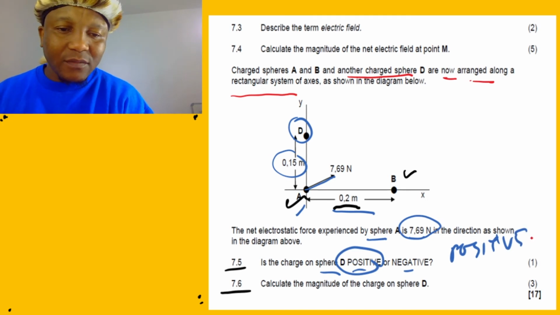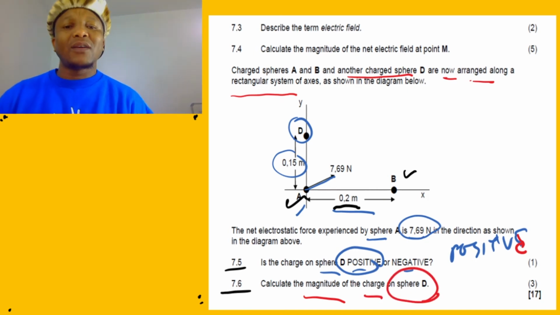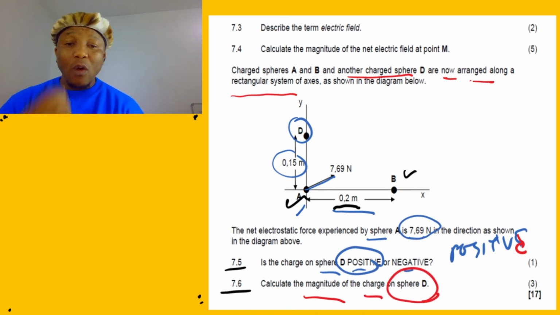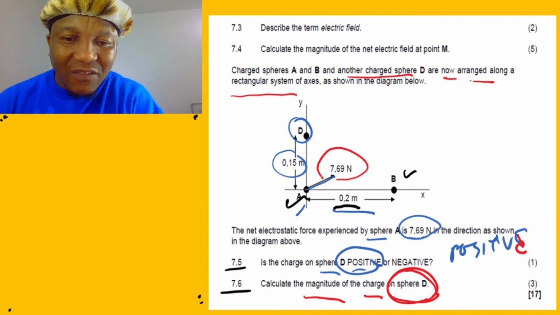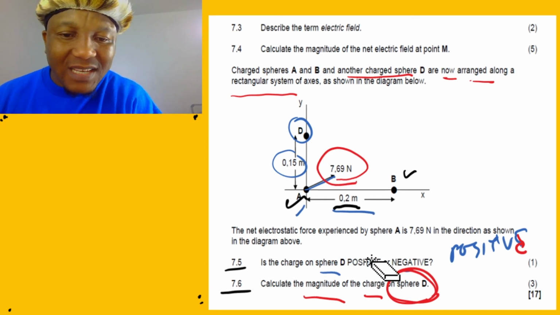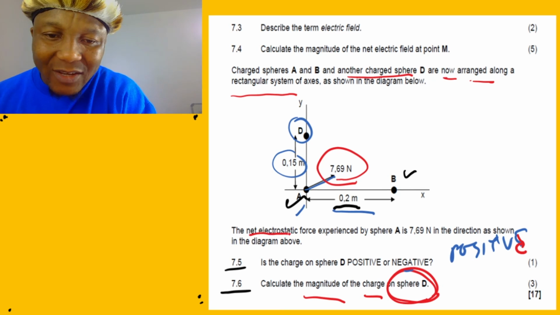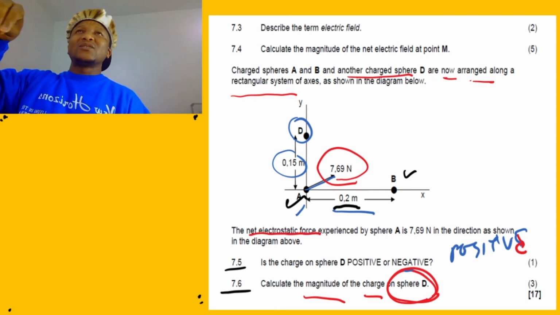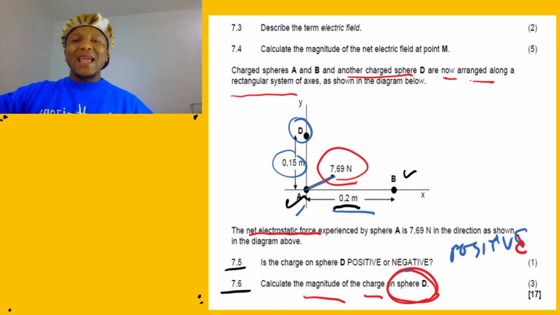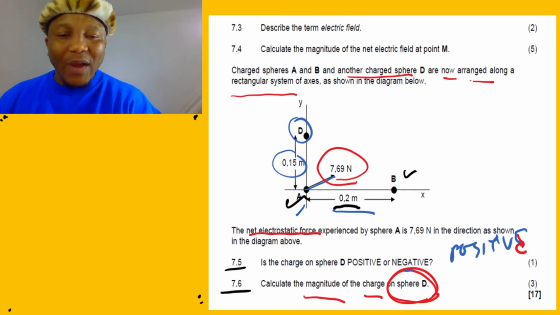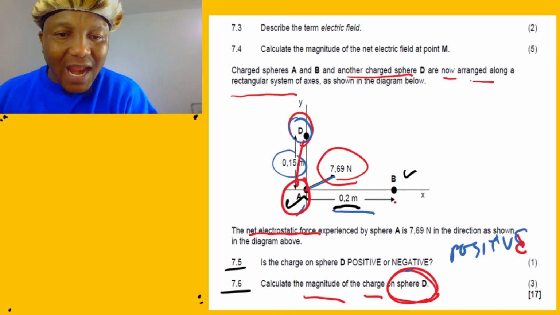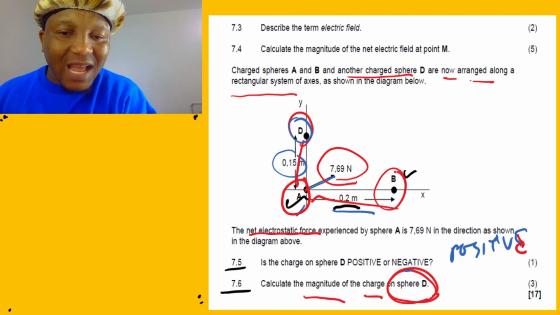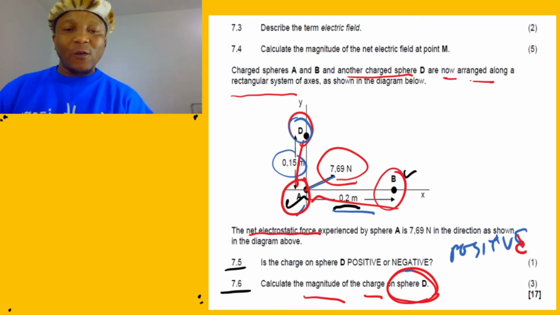Now, for the second one, they say calculate the magnitude of the charge on sphere D. Okay, magnitude of charge on sphere D. So what we have to find, look, magnitude of the charge on sphere D. What is 7.69? 7.69 is the net what? Electrostatic force. Net electrostatic force. But whenever we say net, it comes from two things. So any force which is experienced at A is because of the result of D and the result of B. It's not attached, but it has influence toward A.